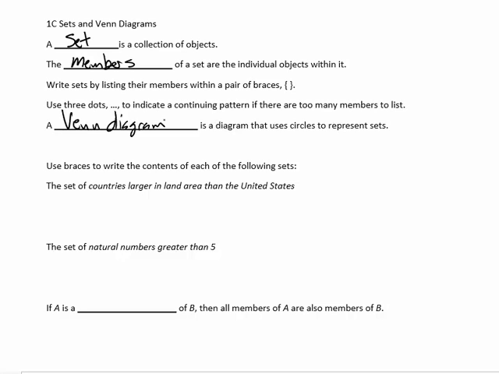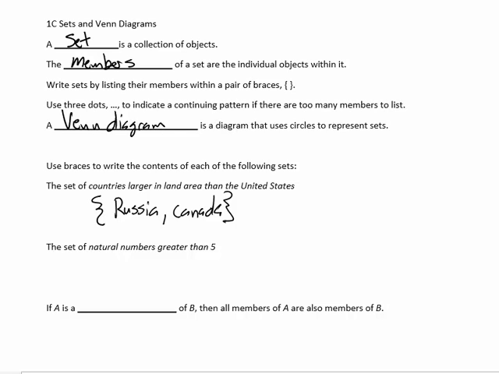Okay, so let's take a look at some examples of writing out sets. The set of countries larger in land area than the United States. Turns out there's not that many out there. So we'll do little curlies. Just thinking about it, Russia and Canada would be the two that I can think of. So Russia and Canada would be our set of countries larger than the U.S.